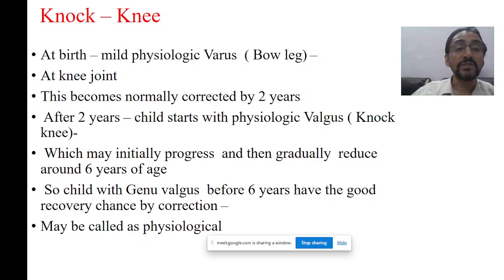Now, a child with genu valgus, that means knock knee, before 6 years.